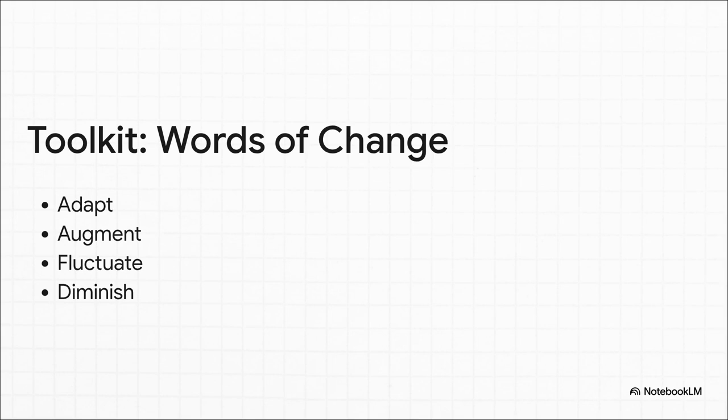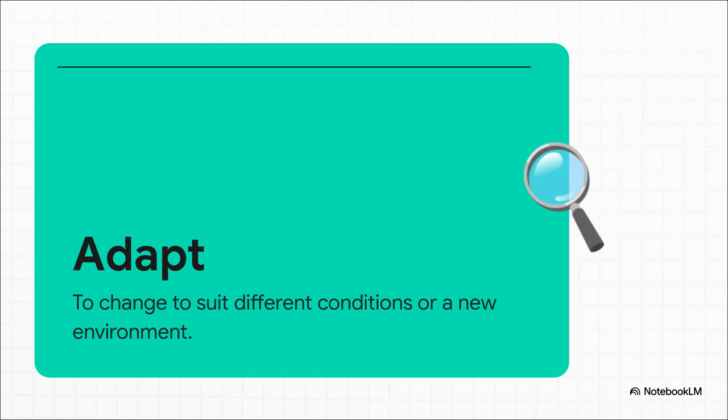Now, they all have to do with change, but each one tells a very different story. We're going to break down the first 3, and you can just think of diminish as the opposite of augment. It's all about making something smaller. First up, we've got adapt. As you can see, it means changing to fit new conditions.